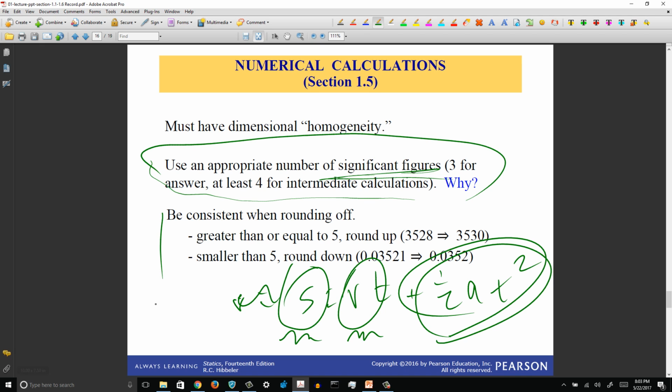And then lastly, be consistent when rounding off. I just say when greater than or equal to 5, round up. So this 8 is greater than 5, so we'll round that up to 3530. Smaller than 5, that 1 is less than 5, so I'll round it down.